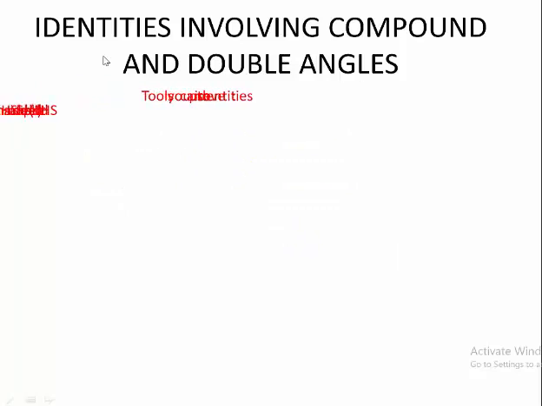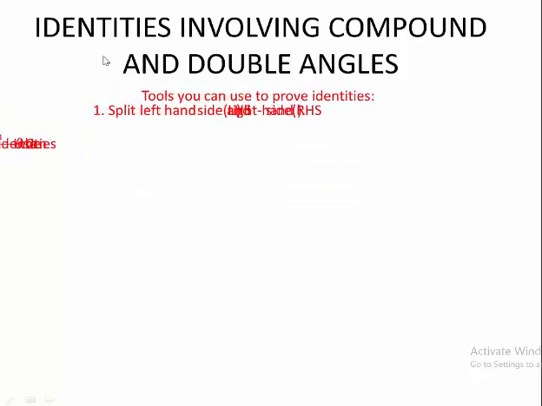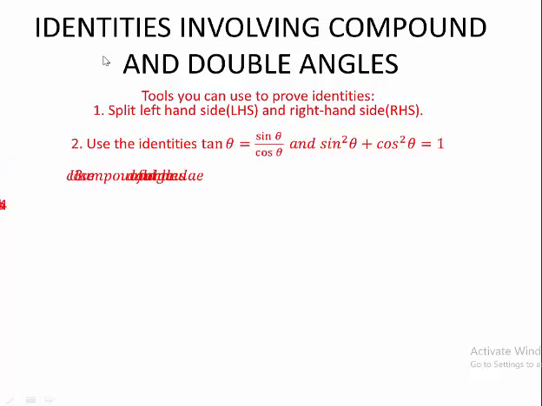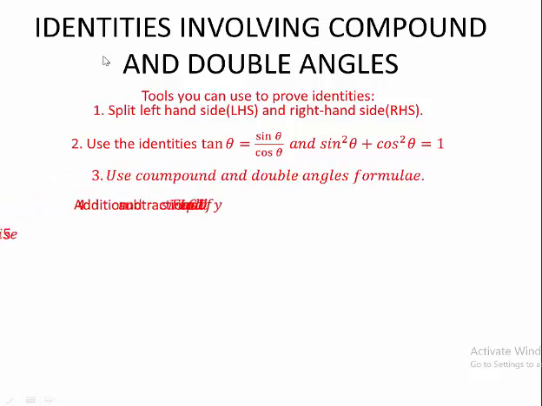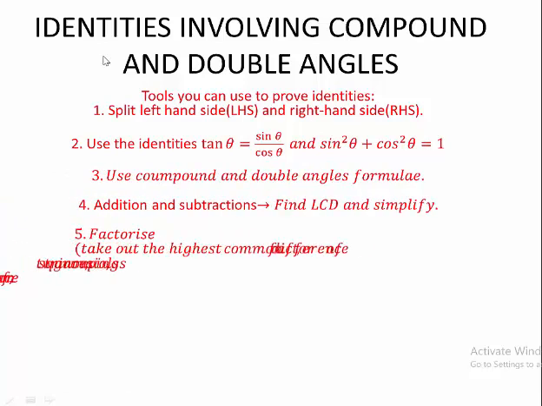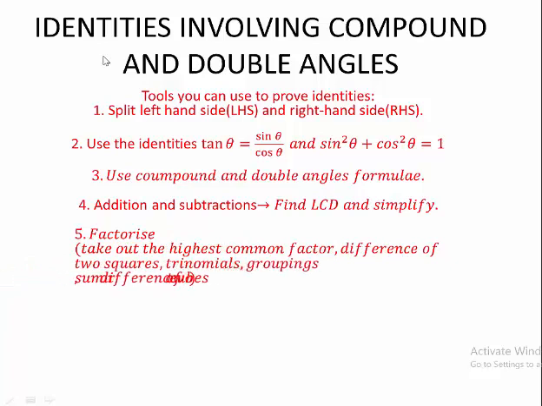Firstly, just know that there are tools that you need to use to prove identities. Now, I've listed some of them here. One is to split the left-hand side and the right-hand side. So you can't solve both simultaneously. You either solve the right-hand side or the left-hand side.